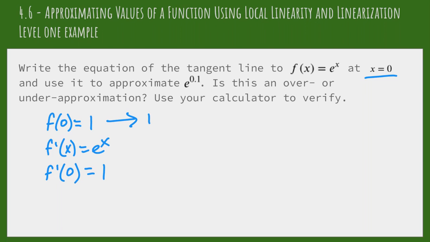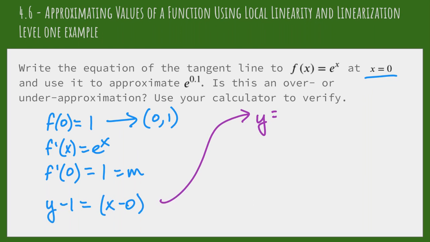So we have our point, which is (0, 1). We have our slope. And so we write the equation of the tangent line: y minus 1 equals the slope times x minus 0, which means that our linear approximation, we're using the tangent line as our linear approximation, is going to be y equals x plus 1. We actually saw this in the introduction video. The line tangent to the e to the x function at x equals 0 is y equals x plus 1.